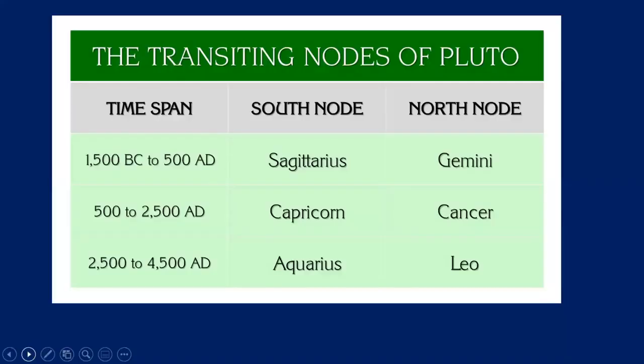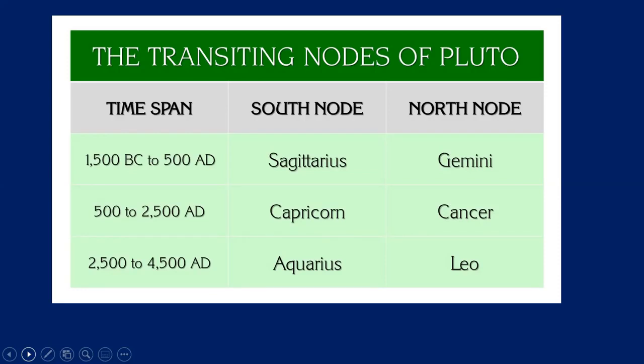And here, this next slide, here, the transiting nodes of Pluto. Now, this is a little beyond the scope for what I wanted to talk about today, but the planetary nodes move very slowly over great lengths of time. And what I've got here on the screen now, the transiting nodes of Pluto, as you can see, 500 to about 2500 AD, south node in Capricorn, north node in Cancer. This is representative of an age of humanity. So we've got the world ages, the great year, and so forth, and that's a fascinating study on its own.